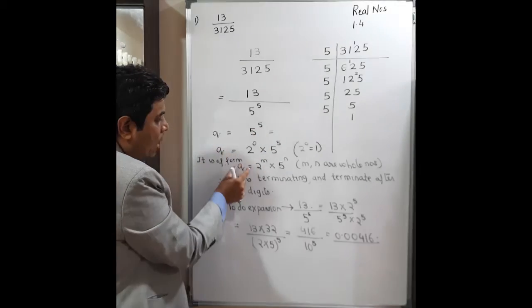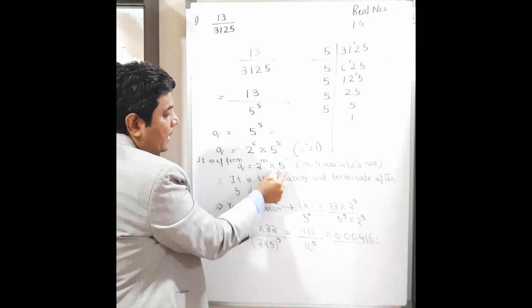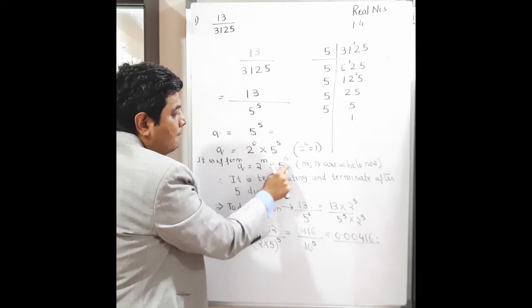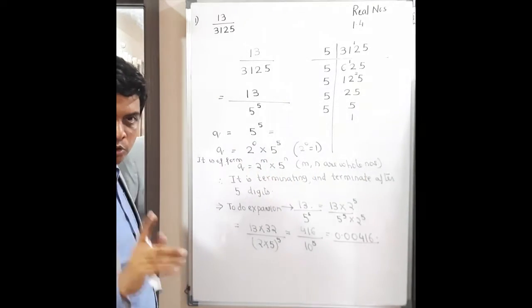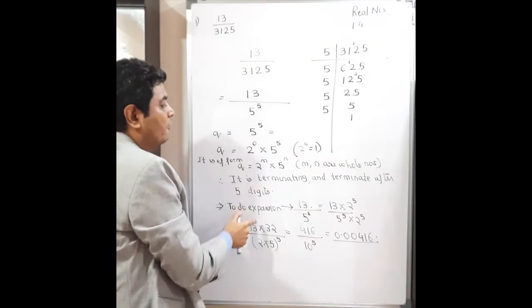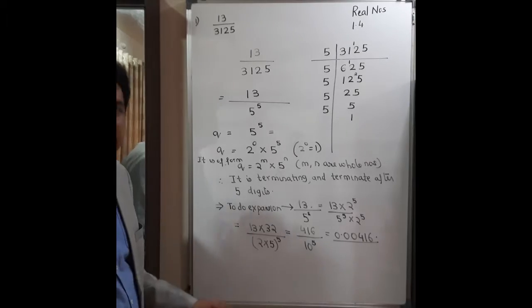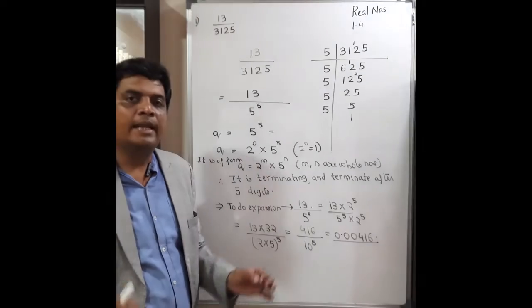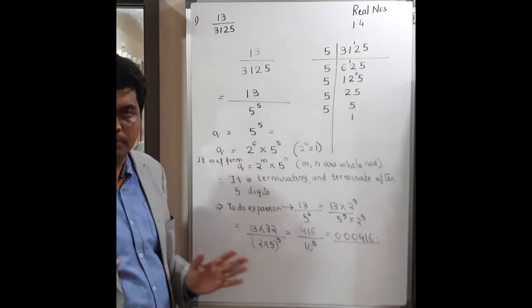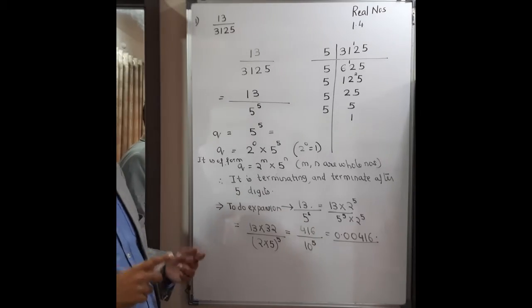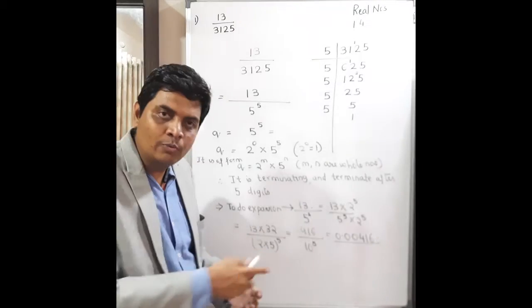So my q can now be written in the form 2 raised to m into 5 raised to n, where m and n are whole numbers. So my denominator is of the form 2 raised to m into 5 raised to n. Hence it will be a terminating decimal expansion. And now next question. It is not asked in this question. In a later question it is asked.